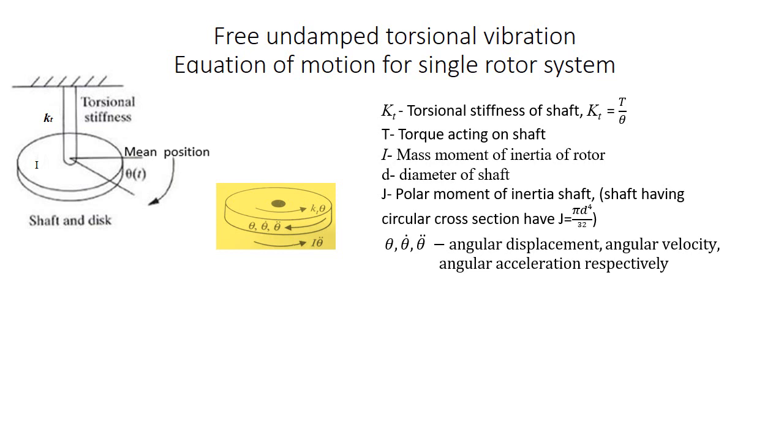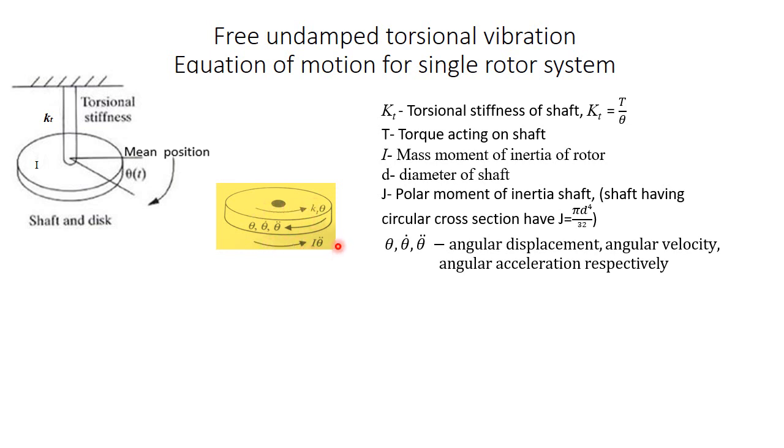We have the equation Kt is equal to T by theta. This is the torsional stiffness of the shaft. So the resisting torque T is equal to Kt into theta. So this is that resisting torque, you can see here. This is the applied torque or the applied moment, and this is the resisting torque.